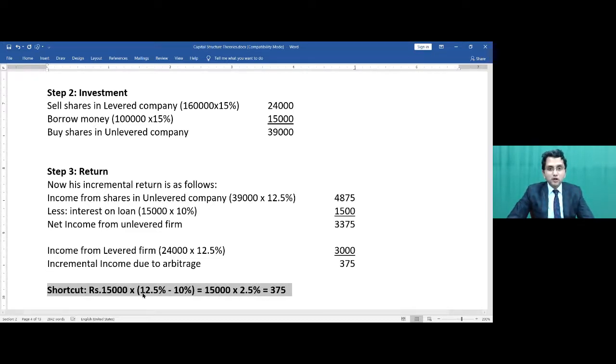So this is the super shortcut. Don't solve the question with this shortcut in the examination. You won't get marks. This is just to check your answer.